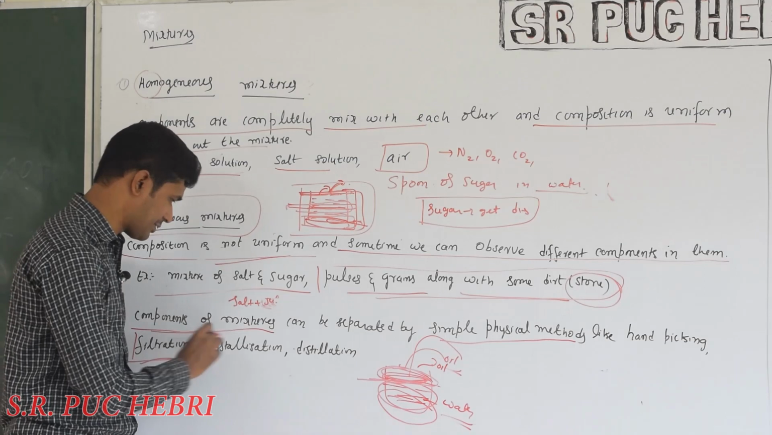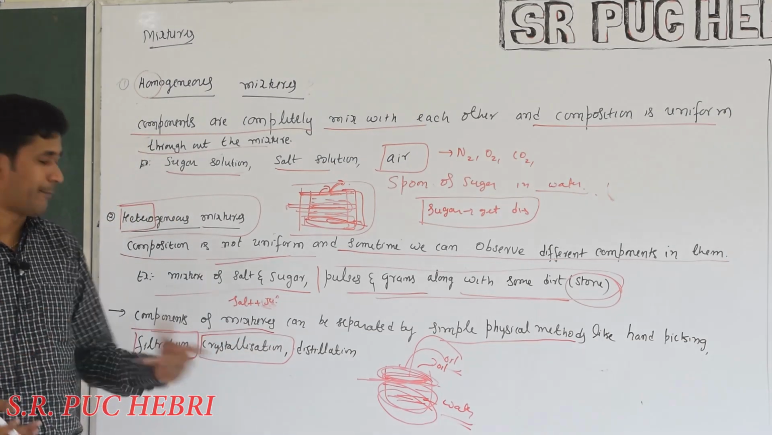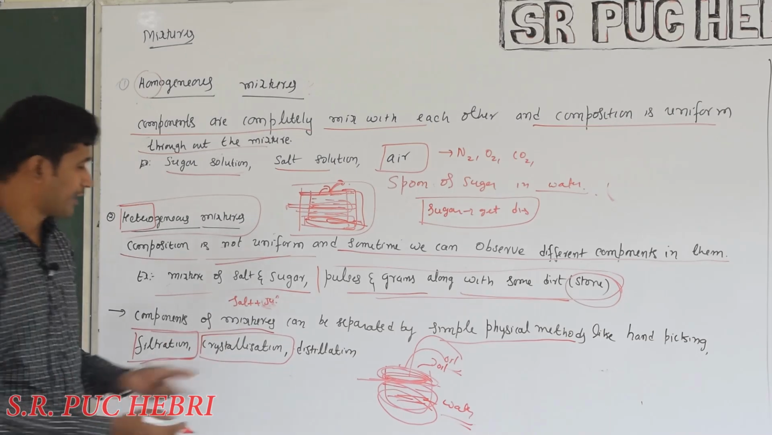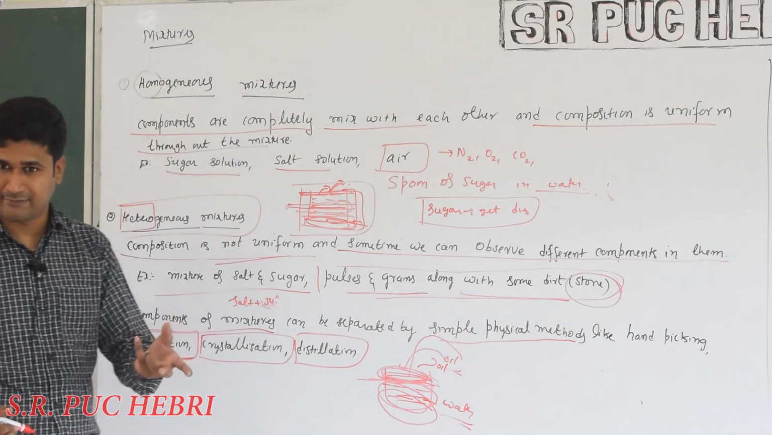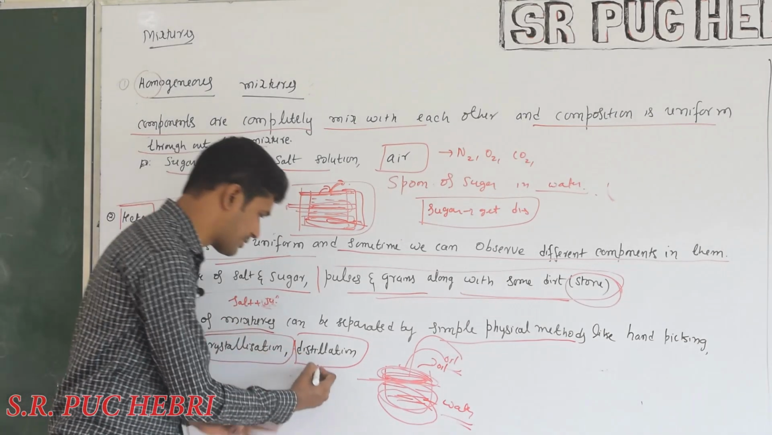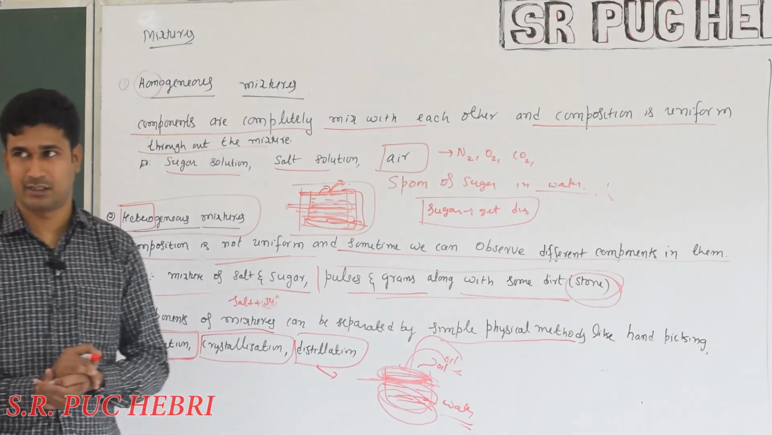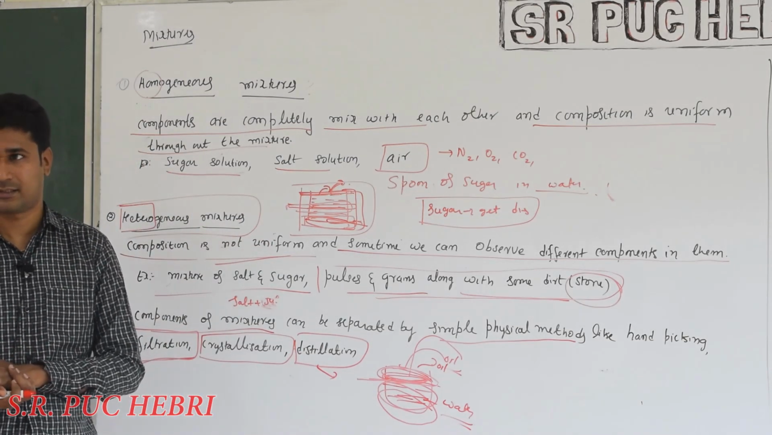Next, crystallization. So you can use this technique for the separation of solid particles from a solution. You can use distillation if you are separating two miscible liquids. If you need to separate two miscible liquids, you can use this method, that is distillation. Okay, this is about the homogeneous and heterogeneous mixtures.